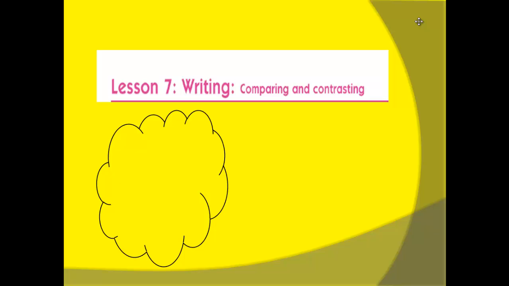Lesson number 7. And this lesson has the title of writing. In this lesson, we will learn how to compare and contrast between things, and to be more specific, between languages, Arabic and English.